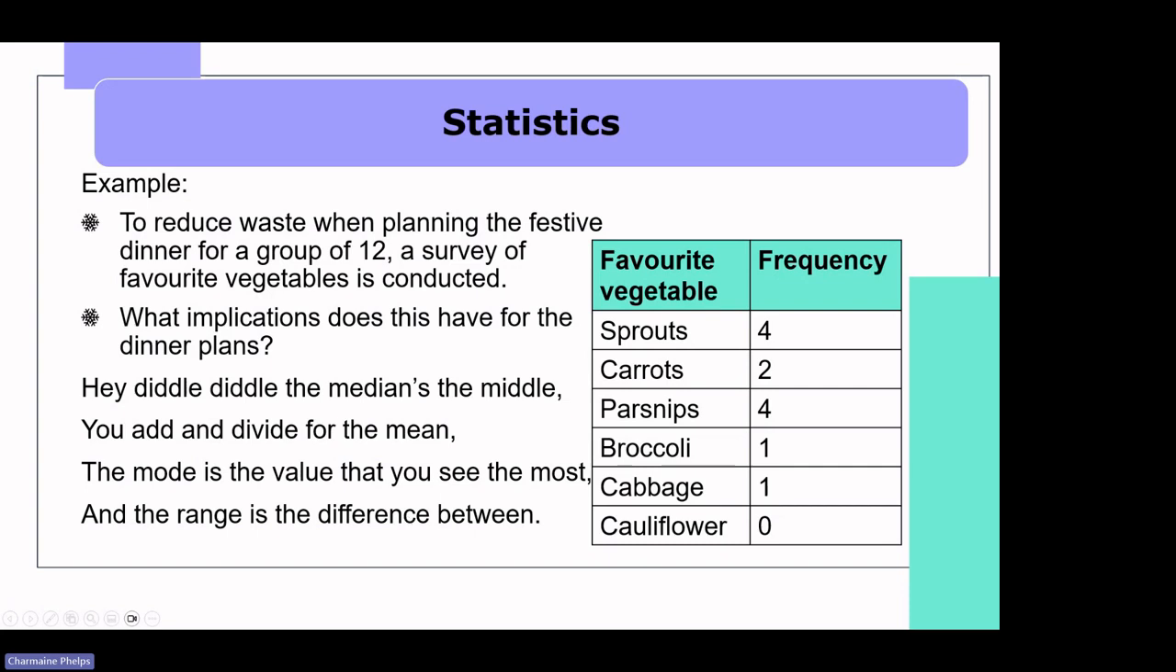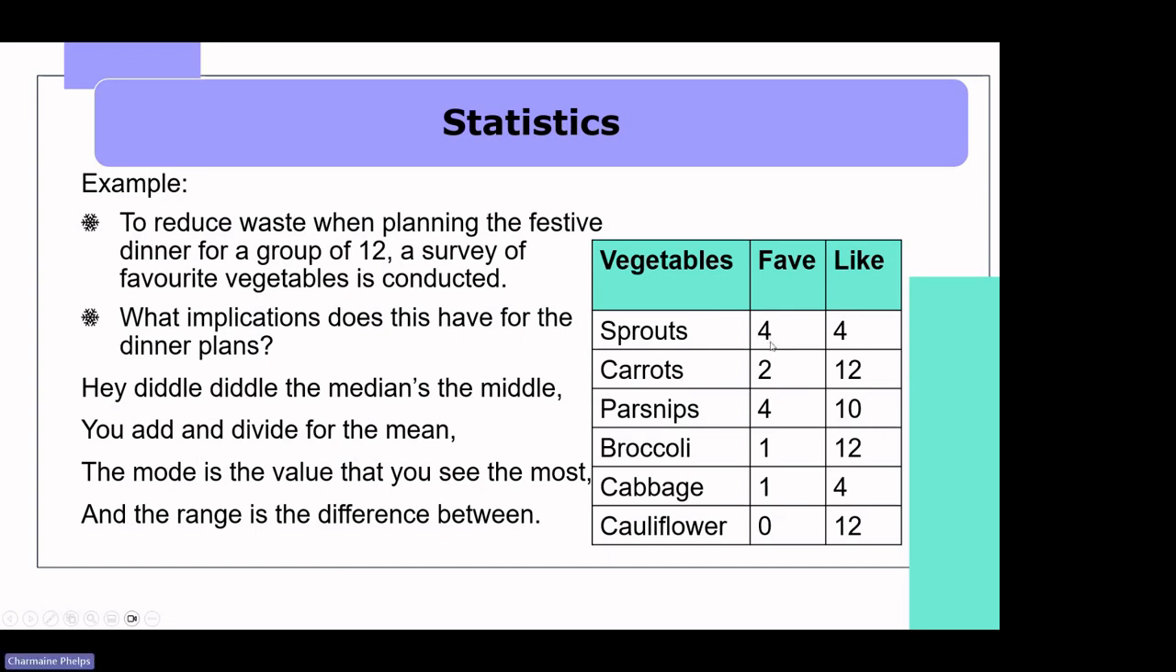But, right, if I make the decision that I'm only going to cook sprouts and parsnips and not have any other vegetables, what it could lead to is lots of people being very unhappy. So when you are calculating statistics, here's the same 12 people, but instead of being asked what's your favourite vegetable, they were asked, which vegetables will you eat? If I put them on your plate, which ones will you eat? We then got these results.